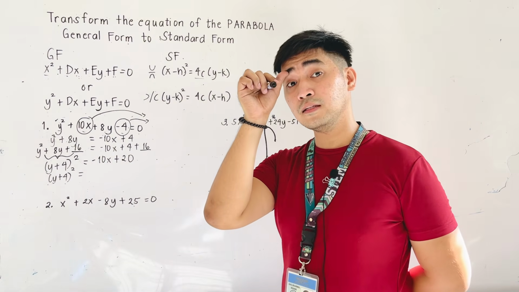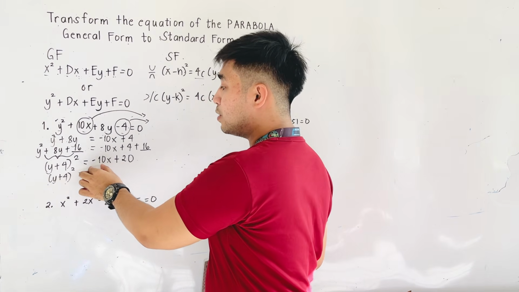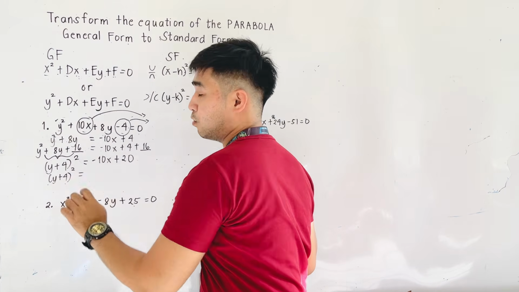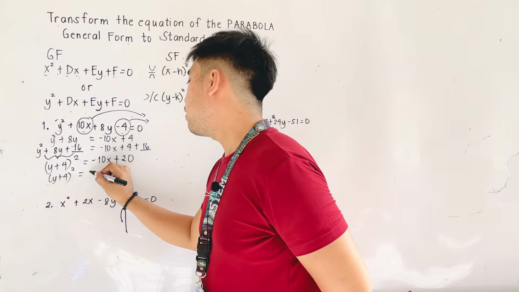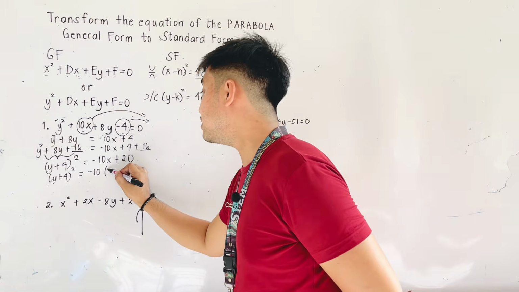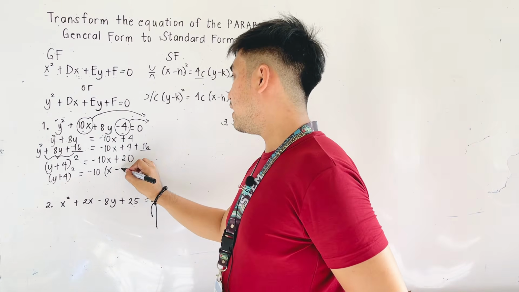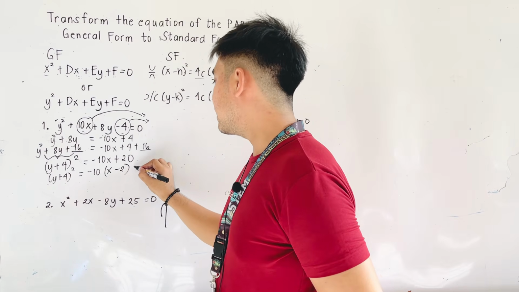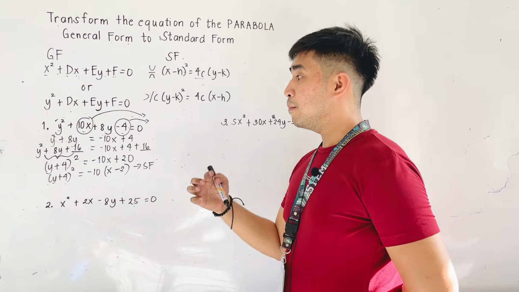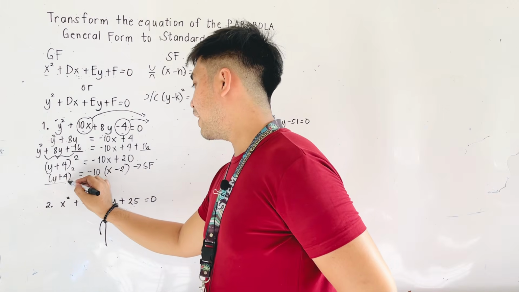Okay, so what we're going to do is factor out the coefficient of x. Again, we need to factor out the coefficient of x because we only need x without its coefficient. So we factor out negative 10, and then what will be the factor? That becomes x, and 20 divided by negative 10 becomes negative 2. And this is now the standard form of the parabola having the general form y squared plus 10x plus 8y minus 4 is equal to 0. And this is the final answer.